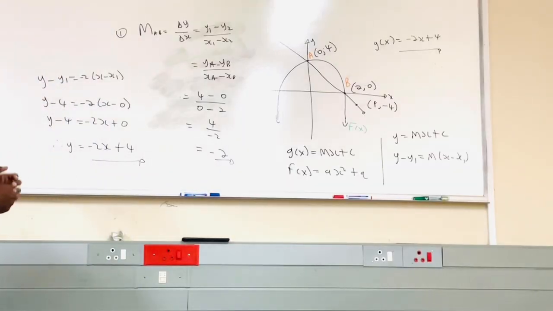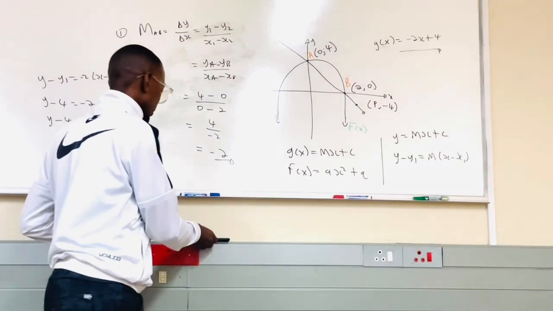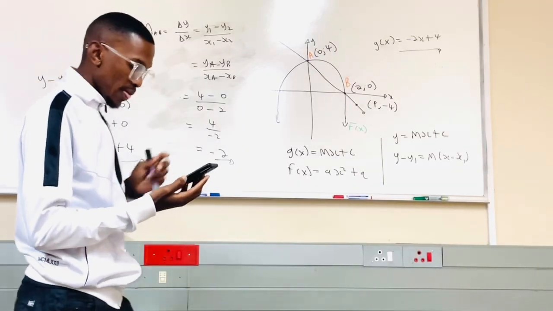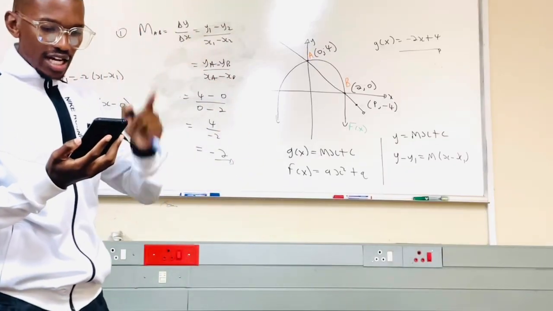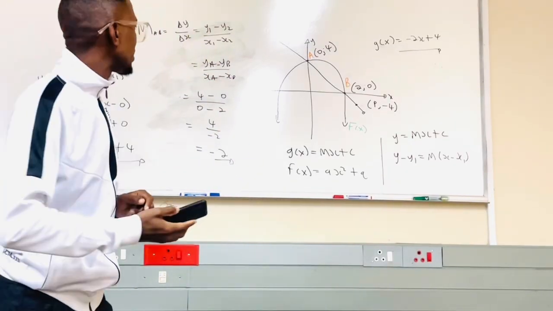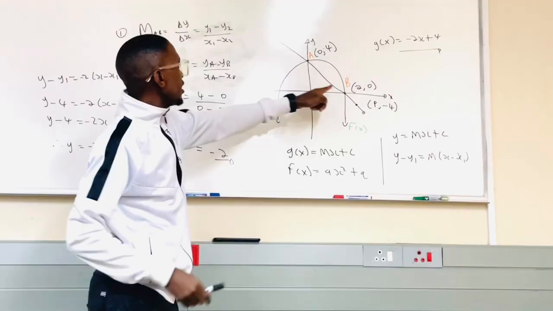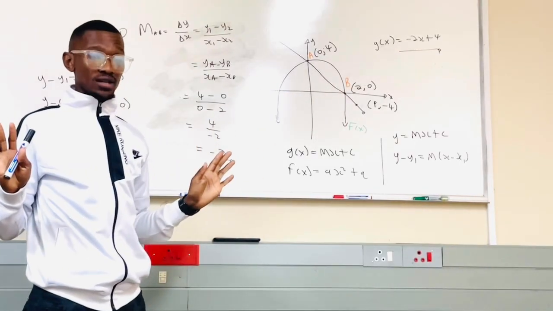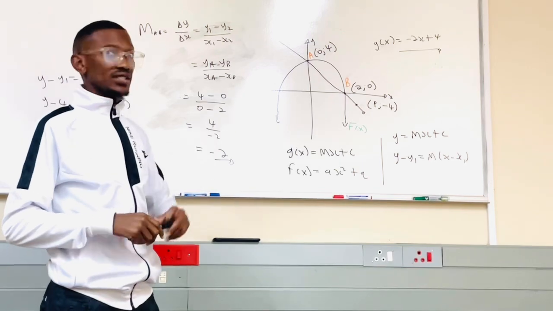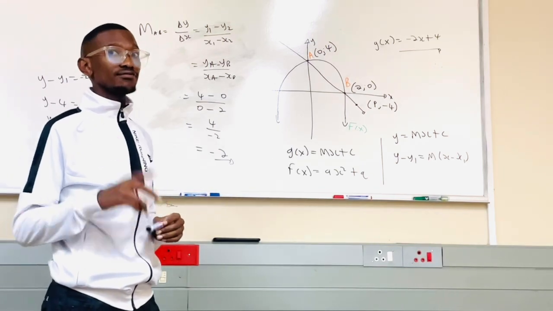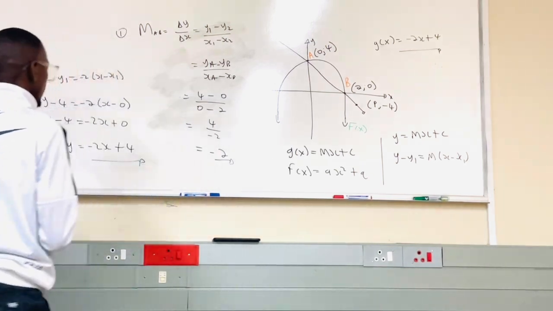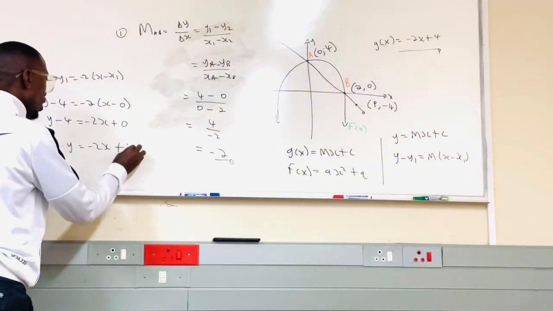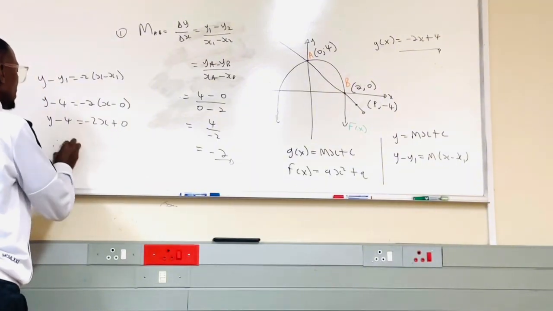Now, let's continue to the second question. All right? So the second question says write down the coordinates of point C. So we have A, B, and we have C here. And on C, we don't see anything. So how are we going to find the points of C? That's a very good question. All right, but let's do it and see how we can actually get the coordinates of C.